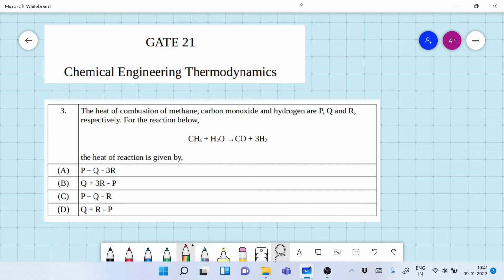Now let's take up the first problem. The heats of combustion of methane, carbon monoxide and hydrogen are P, Q and R respectively. For the reaction methane plus steam gives you carbon monoxide plus 3 hydrogen, the heat of reaction is given by, you have been given four alternatives.